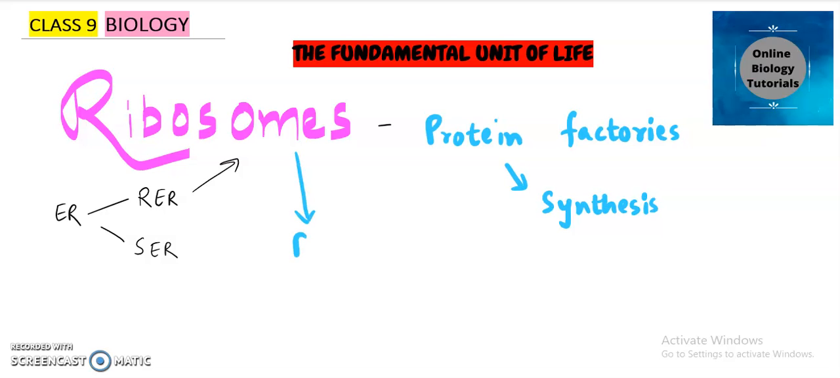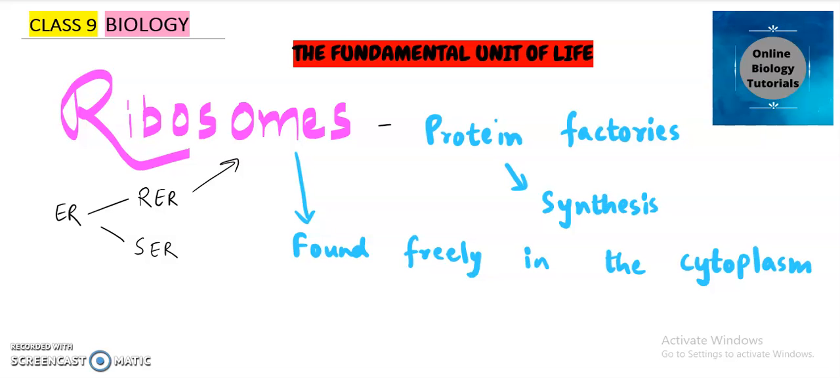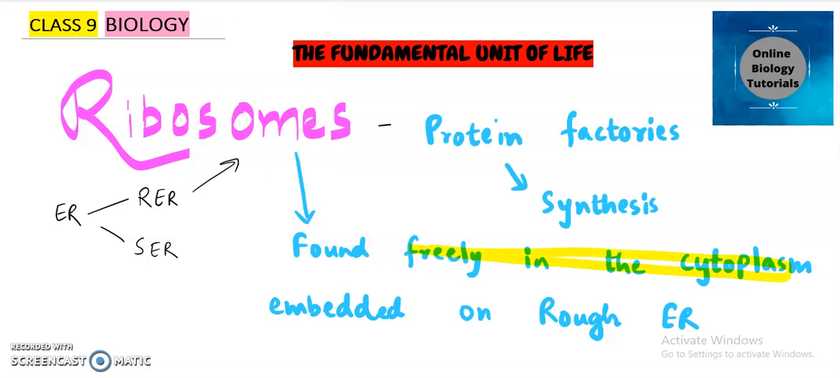They are found freely in the cytoplasm. This is very important. They can be found in the cytoplasm as free components, or they may be found embedded on the rough endoplasmic reticulum. So these are the two sites where they are found, either in the cytoplasm or embedded on the rough endoplasmic reticulum.